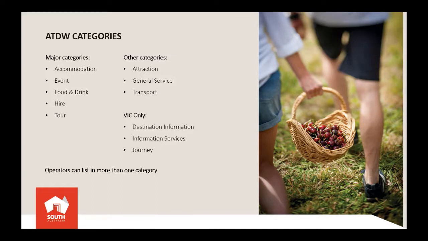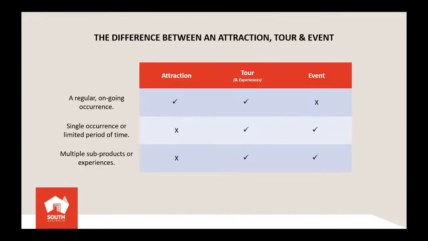So in regard to some of these categories, we do often get asked about 3 particular categories and the confusion of their overlapping similarities. So we did just want to spend a quick minute overviewing these for you. The attraction, the tour and the event categories are very similar in regard to information that they distribute. However, we do find that there are some key differences that can really help you optimize your tourism offering.